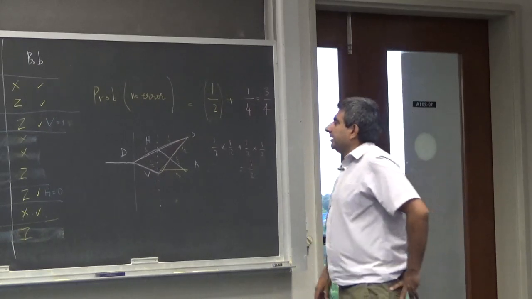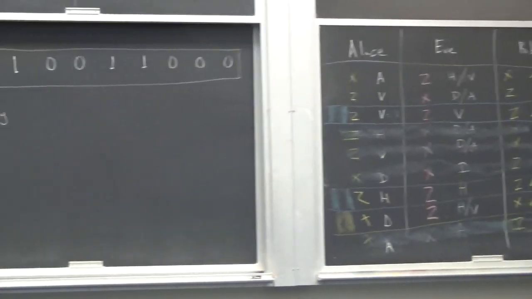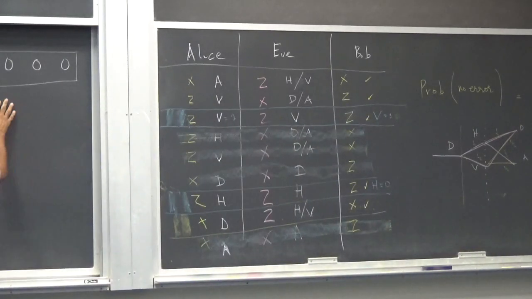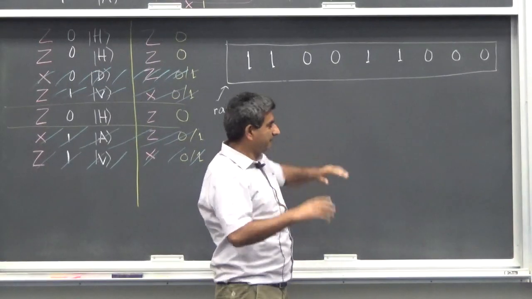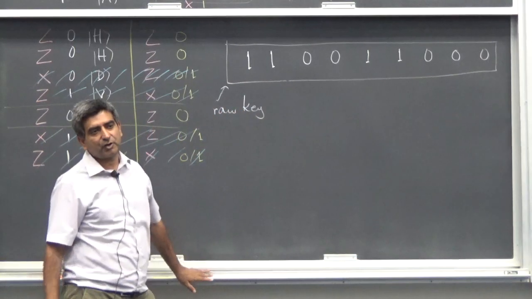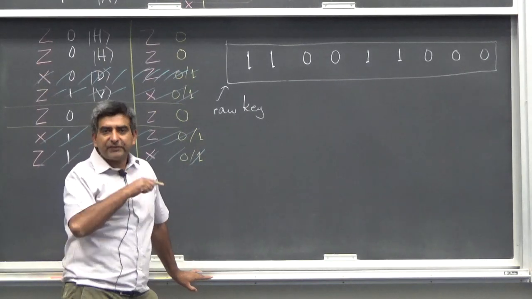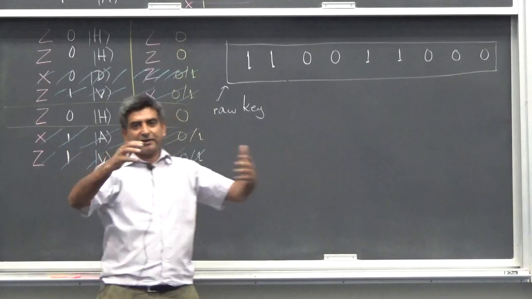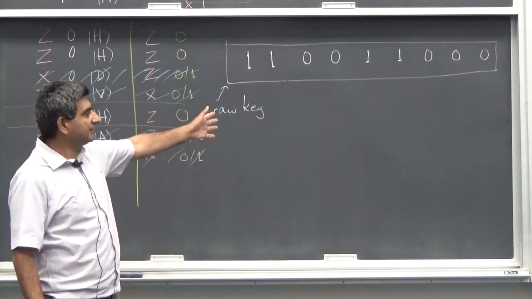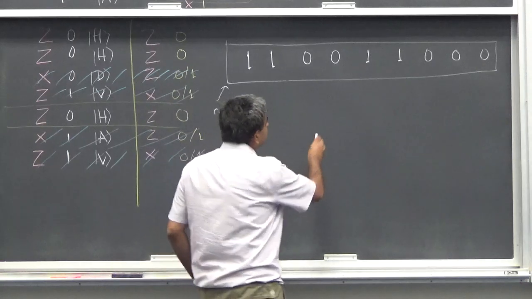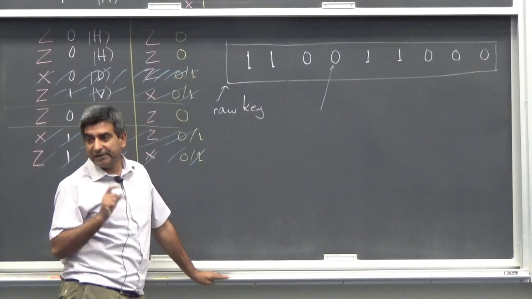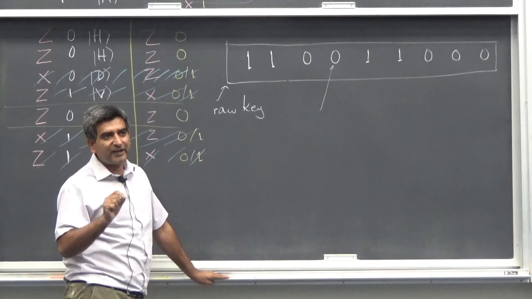Correct? Now when these bits are shared, this smaller key, which is the raw key, is shared. This happens when Alice and Bob's bases match. Suppose this is the raw key, even in the presence of Eve. In this case, if this is a large key, say 100 bits, 200 bits, 300 bits, there is a 75% chance, 3/4 per bit, that the bit will be the correct bit. So the probability of correctness is 75% per bit.